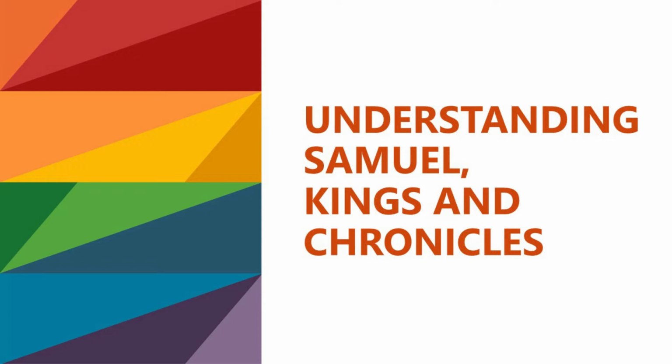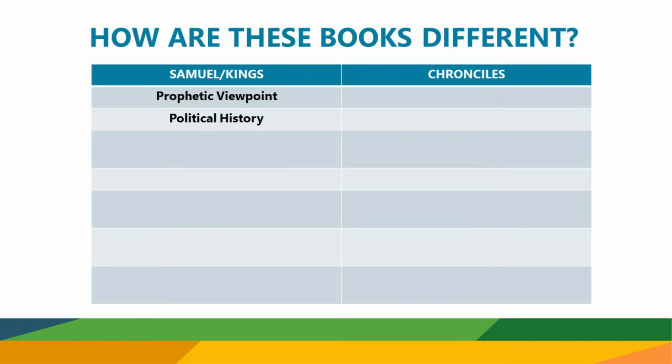They were written by two different people, and we're not sure who wrote Samuel. And for the book of Kings, the best guess people have is the prophet Jeremiah. So we'll use Jeremiah for the sake of just making it easy to talk about. And the way in which Samuel and Kings are similar to one another, first of all, is they have a prophetic viewpoint. So they're both written by prophets.